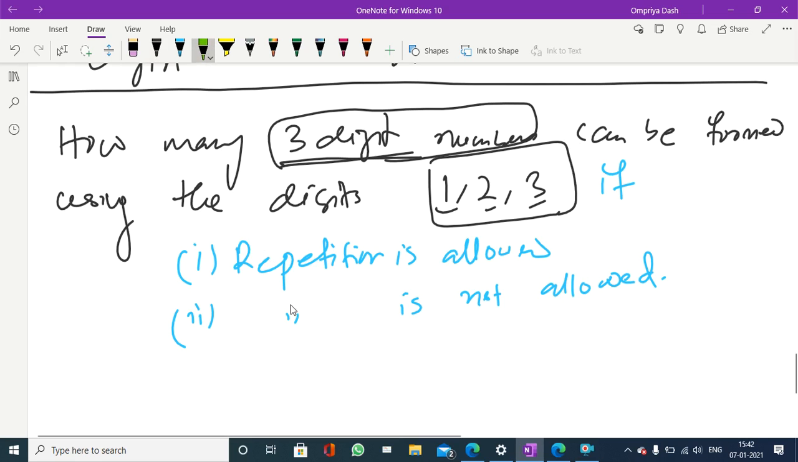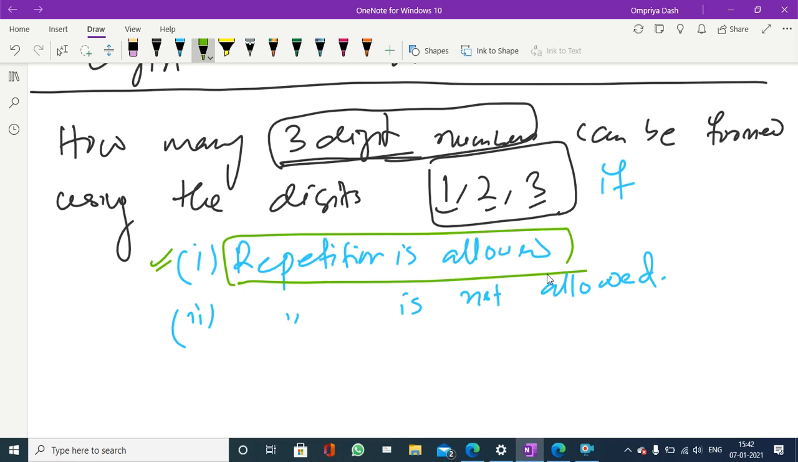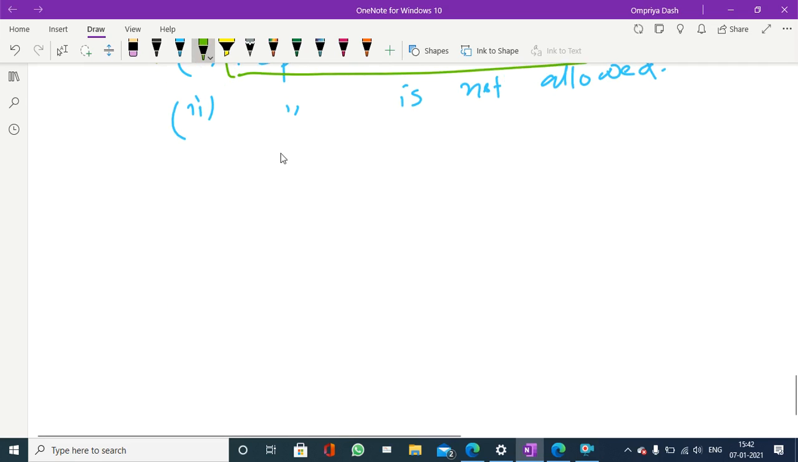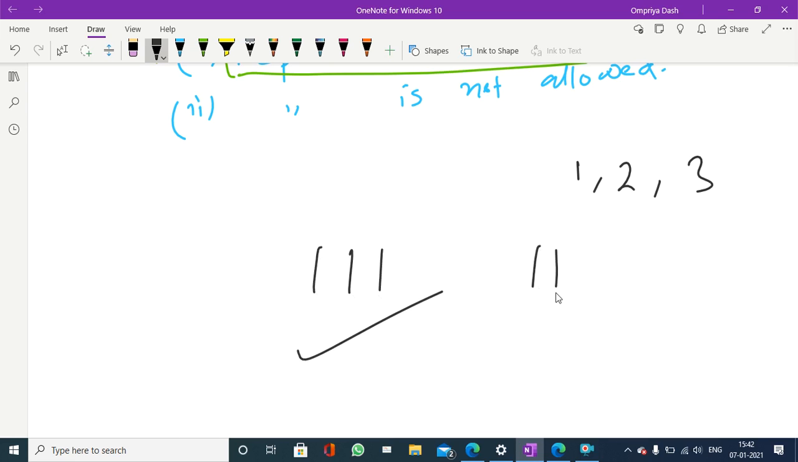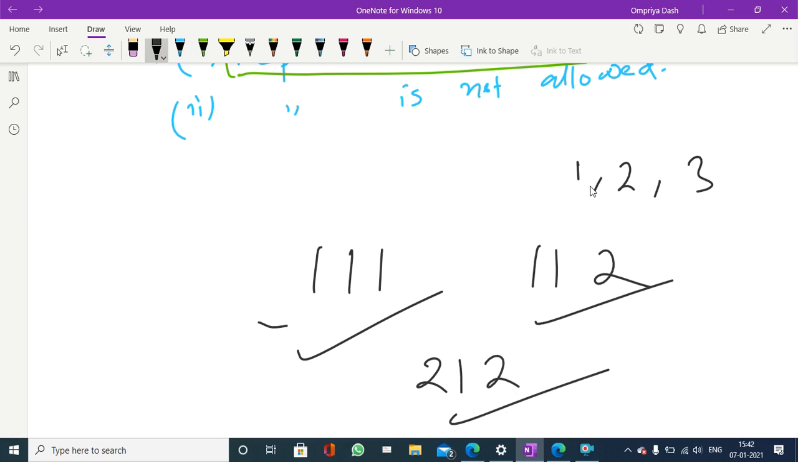Now there are two conditions laid out. In the first condition, it says repetition is allowed. Well, what does it mean? Let's just talk about it. We have been given 3 digits 1, 2, 3, and we want to form a 3-digit number. And suppose I say that repetition is allowed. Repetition is allowed means what? I can form this kind of number. It's okay. You see, all these 3 numbers have been formed using these digits, and here repetition is allowed. I can repeat a digit as many times as I want, right?